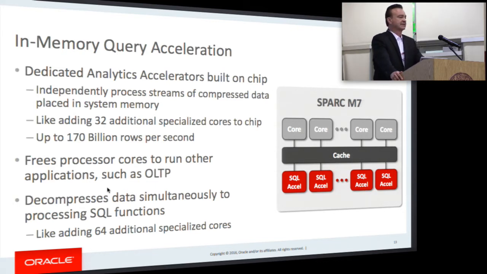Another thing they do is, again, this is domain-specific, so they are aware of how data is compressed. They decompress it on the fly and feed it into their pipeline without writing it back to memory. So there's a memory bandwidth savings, there's a power savings with that. So it's almost like adding a number of specialized cores because we're not doing a decompress into memory, pulling it back out, and then operating on it. So we call that a fused operation.